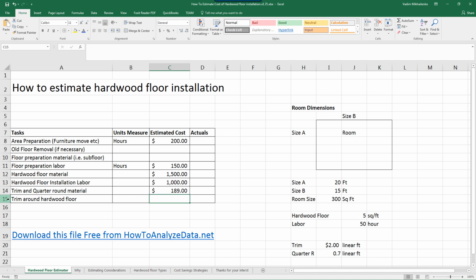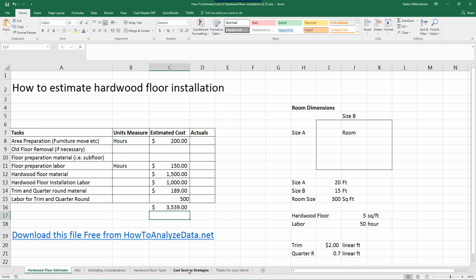So I estimated both of those. It probably makes sense to remove it, but we'll just do labor for trim and quarter round, and let's estimate this work as 10 hours of work. That would be 10 multiplied by the labor rate, and that's $500. So the total cost in this case, let's just do auto sum and make sure we add all the numbers, is $3,539 for this size of the room.